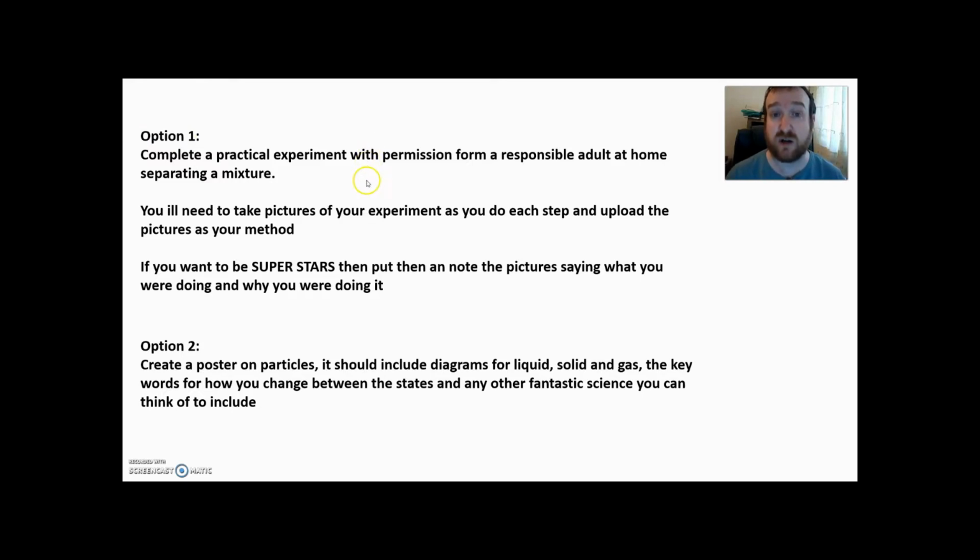You need to get permission from a responsible adult at home. Depending on which way you do it, it might be dangerous, and you'll be using foodstuffs, and you want to make sure you're not wasting it.